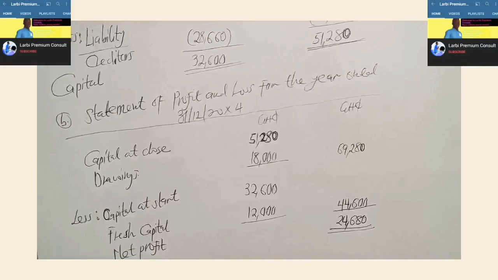So let's continue with the last set. We are asked to prepare a balance sheet as at 31st December 20X4. So let's go back, or let's continue with the preparation of the balance sheet in that case.